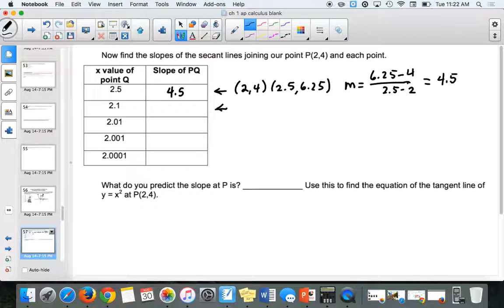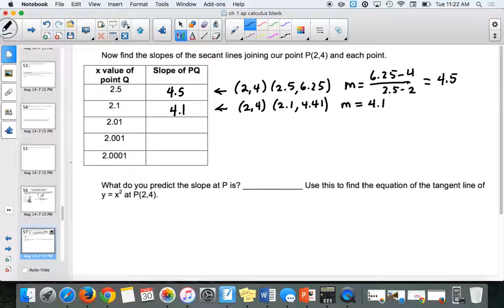All right, and then we're using this next one. Well, that was the point (2, 4), our original point, and now the point (2.1, 4.41) that we found in the last table. So we find the slope just like we do in Algebra 1, change in y over change in x. So 4.41 minus 4 all over 2.1 minus 2. Its slope ends up being 4.1.